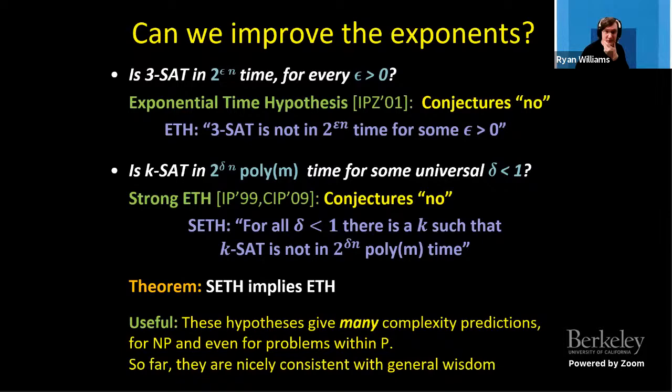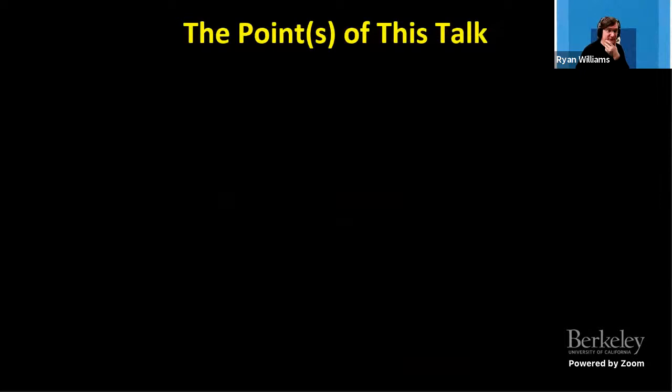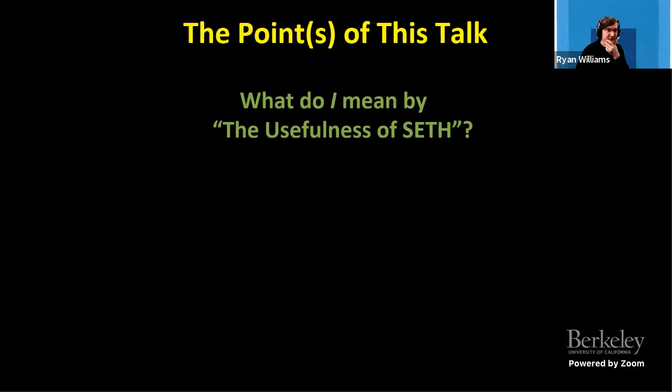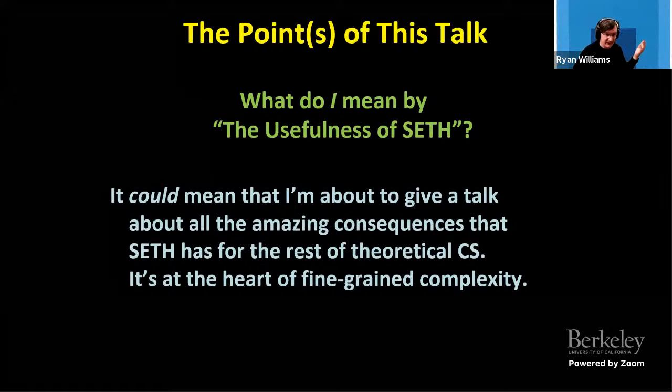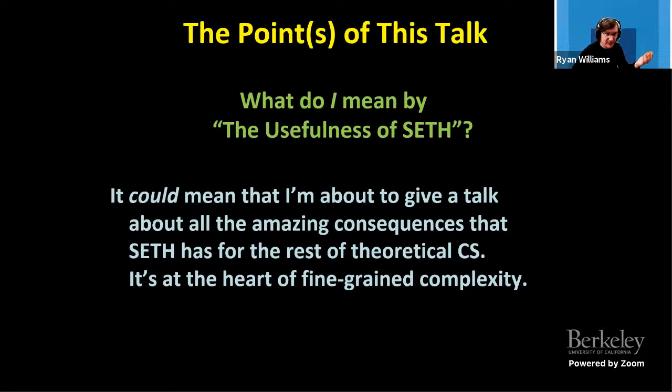So what's the point of this talk after setting out the main subjects of discussion? What do I mean by the usefulness of strong ETH? It could mean I'm about to give a talk about all the amazing consequences that SETH has for the rest of theoretical computer science. Like, it's at the heart of something called fine-grained complexity that Russell was talking about in the last seminar of this kind. I could be discussing fine-grained complexity, all the implications of SETH.